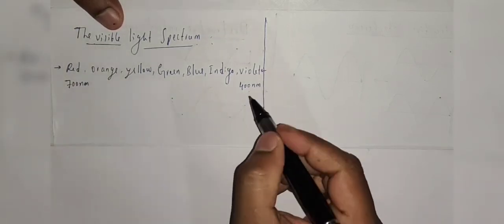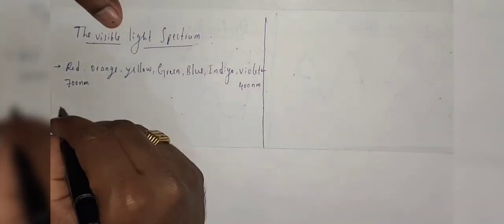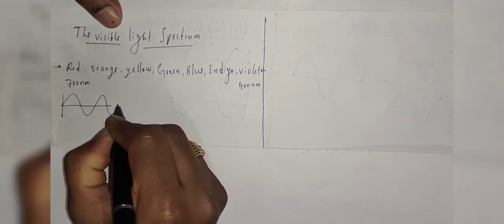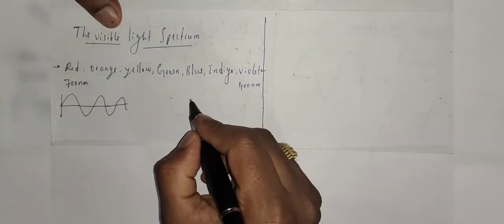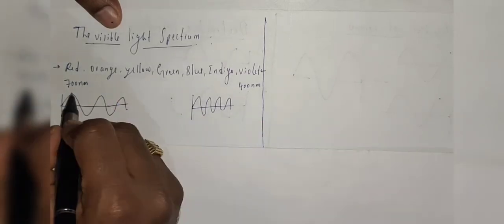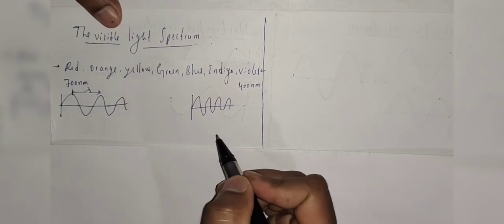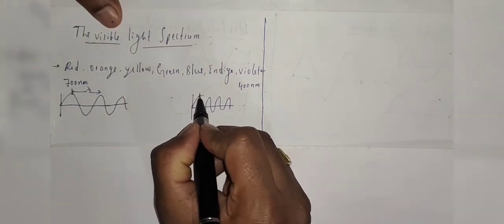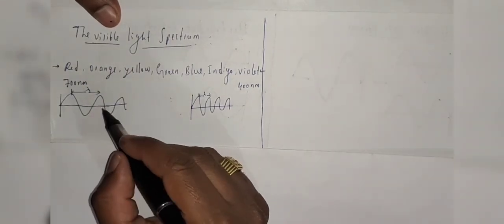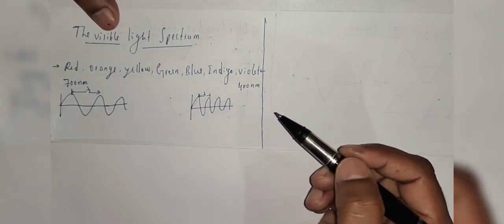That is, if you represent this in wave structure, then the red one has a longer wavelength as compared to the violet one. The red one has a longer wavelength and the violet one has a shorter wavelength.